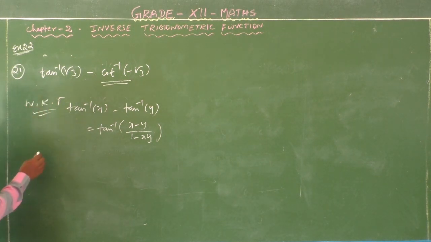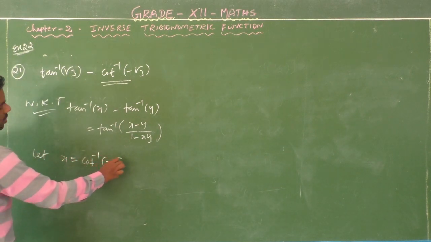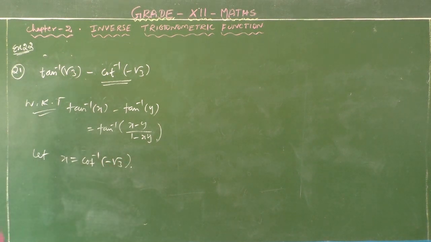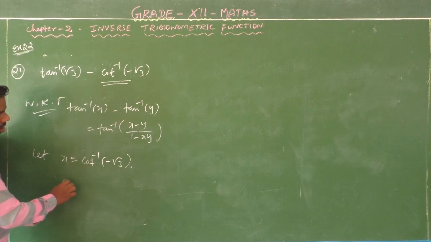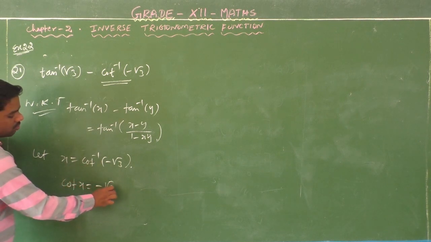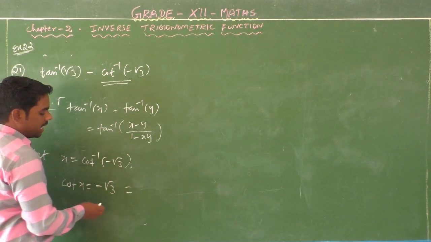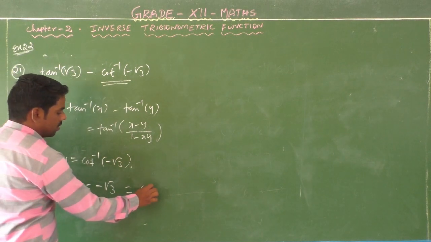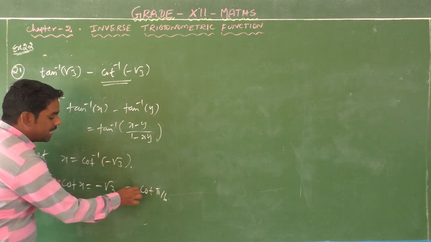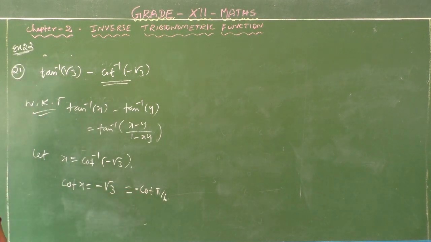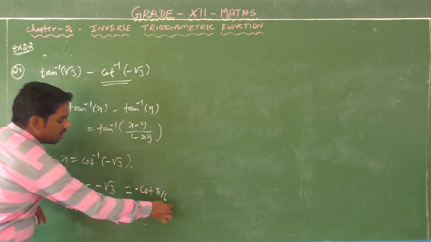Listen, let x equal cot inverse of minus root 3. So cot x is equal to minus root 3. We know that root 3 is equal to cot pi by 6. Cot pi by 6 is equal to root 3. But minus root 3 is equal to minus cot pi by 6. So cot x is equal to minus cot pi by 6.